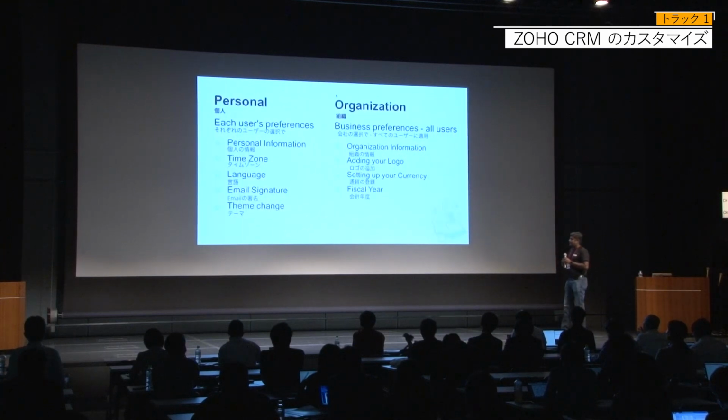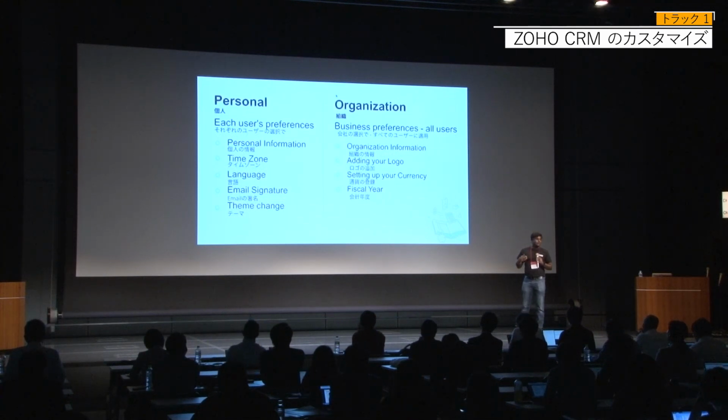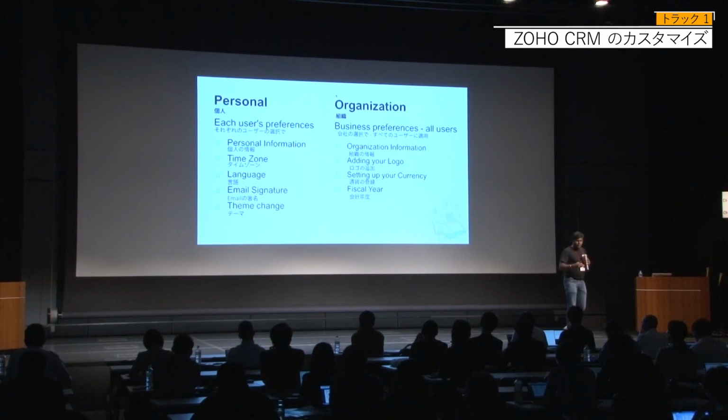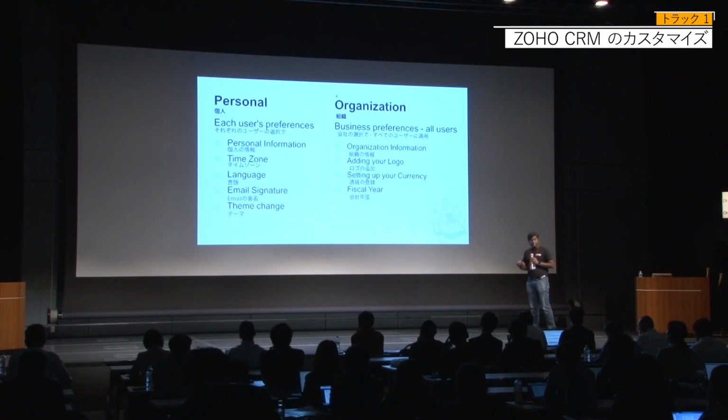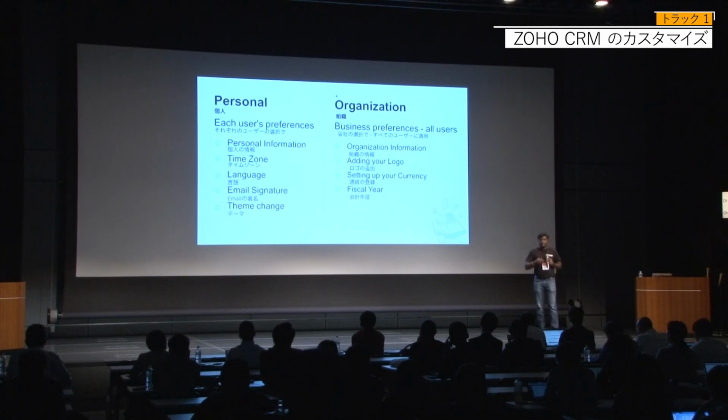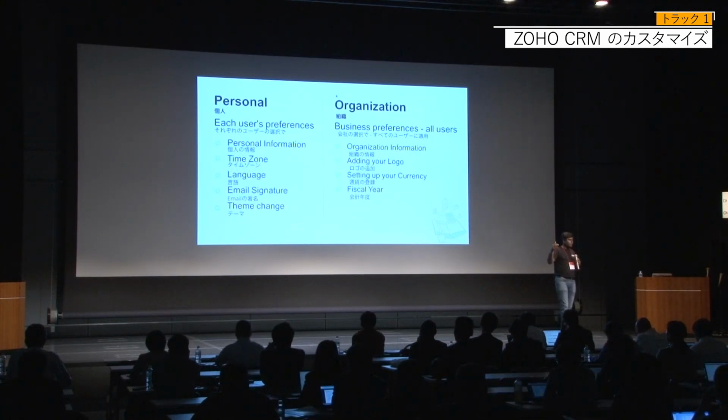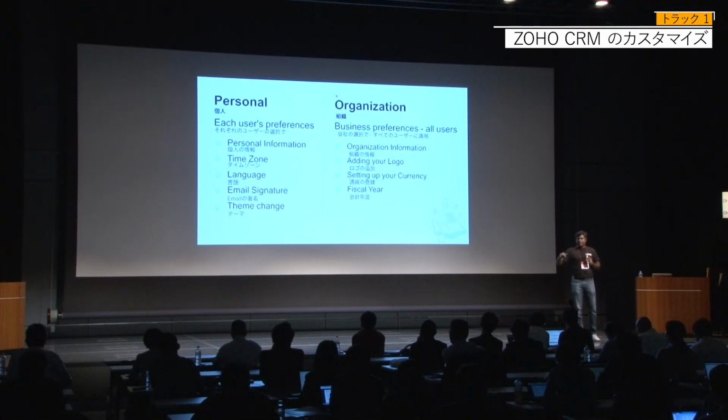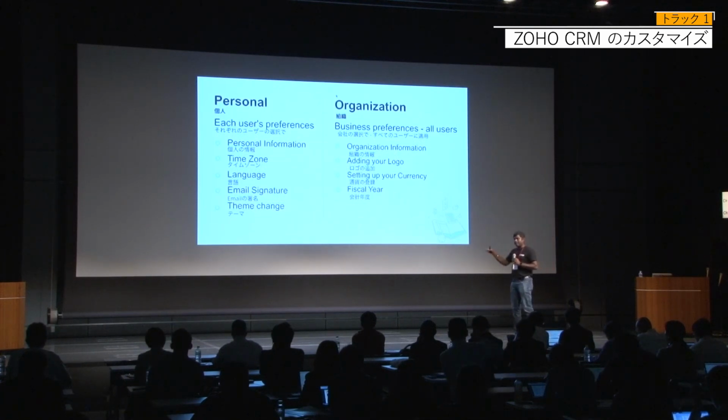Right. The first thing that you would want to customize when you log into the system is your personal information. Each user who logs in can enter their own names, give their own phone numbers, addresses, and also set up their time zones so that, if you have a team in Japan and another team working out of India, they are working in completely different time zones. So each user can set up their own time zones and also add their own signatures to the emails that they send. That way, each user can define their own personal information.